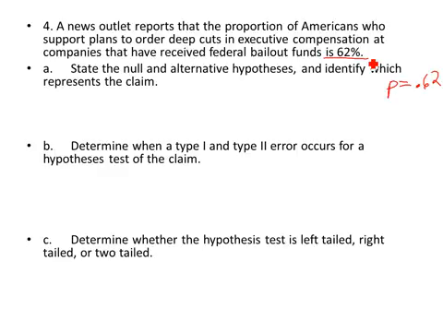State the null. So all we're going to do on this one is state the null and alternative hypothesis, so we really don't need all that. Well, our null hypothesis is going to be P equals 0.62. That was the original claim. Alternative hypothesis, the opposite of that, which is P does not equal 0.62.